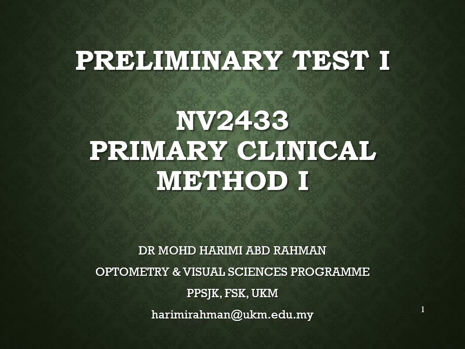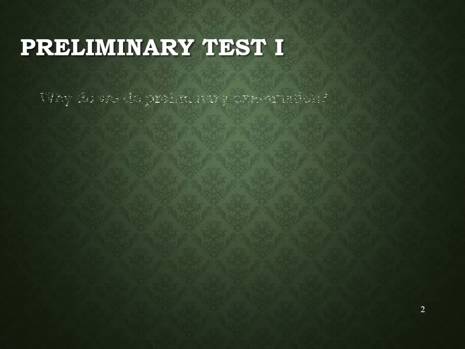Preliminary Test 1 for NV2433 Primary Clinical Methods 1. What do we do in a primary eye examination?